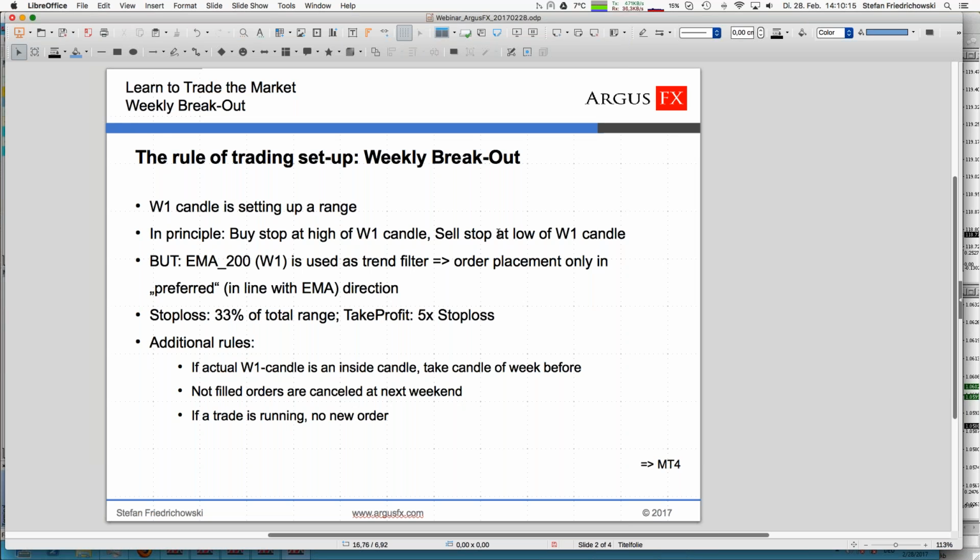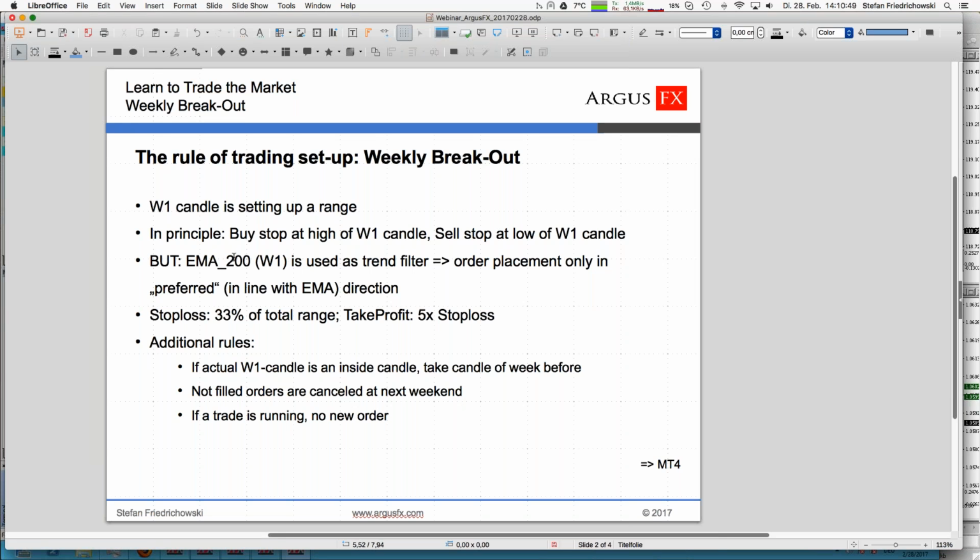So the principal idea is that the last week is given, and whenever we have a good trend, we have a breakout into one of both directions, and that means that the idea is that that momentum goes further and that we can trade exactly that direction. But there are some additional conditions for that kind of trading setup.